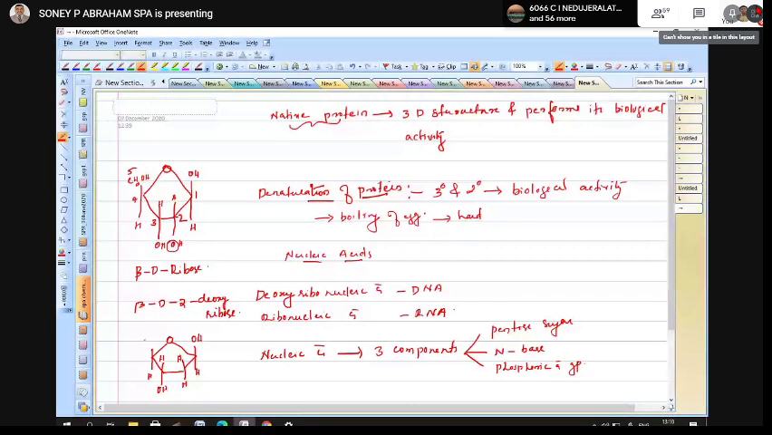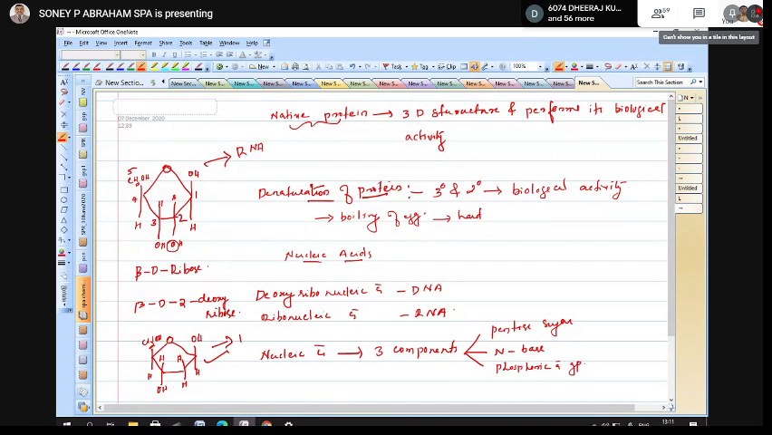CH2OH. And this is deoxyribose. No oxygen, without oxygen. This is ribose. And this ribose sugar is the pentose sugar present in RNA, and deoxyribose is present in DNA. Are you getting the difference?